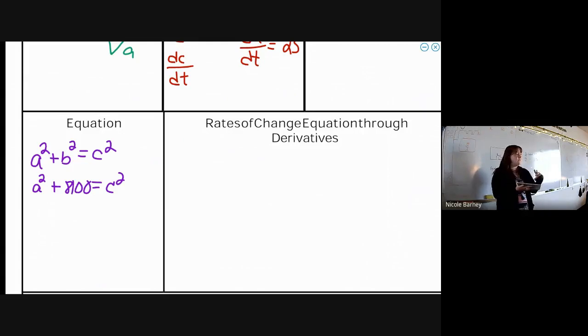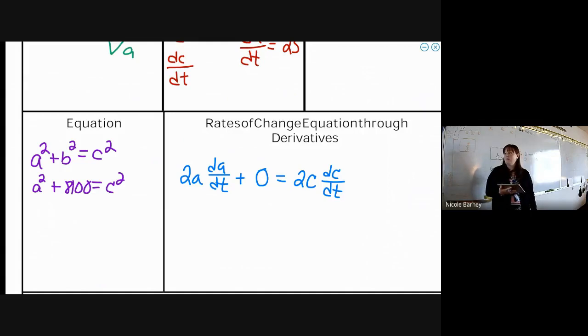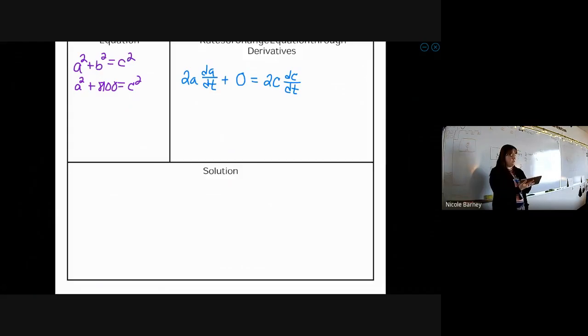Now we find the rate of change using the derivative. So this is going to be 2a dA/dt plus 0, because the rate of change of that is 0, equals 2c dc/dt. And since we're trying to find dc/dt, we plug in everything else and solve. This is our solution part.